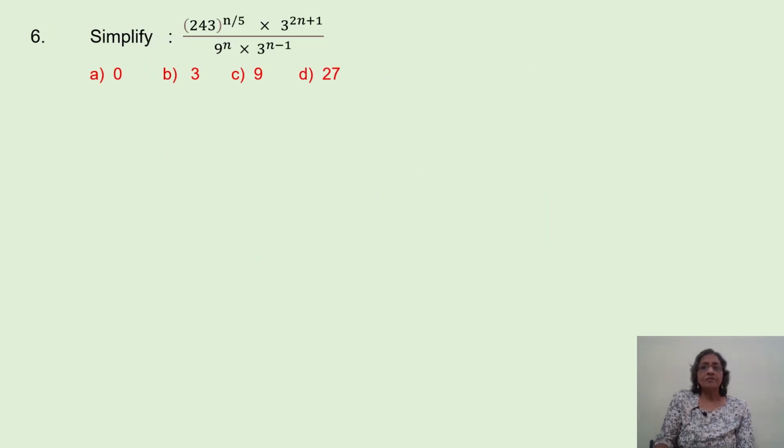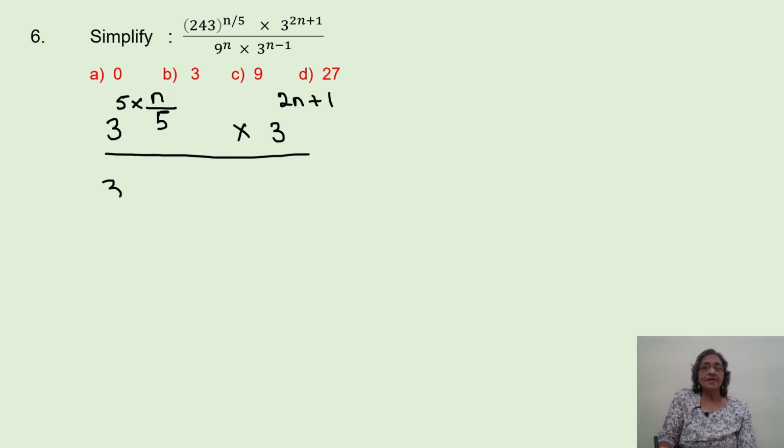Now here we have multiplication and division only. So this is a relatively easier sum. 243 can be written as 3 raised to 5, and then this is multiplied by 3 raised to n upon 5. This is already the base 3. Nine can be written as 3 raised to 2.